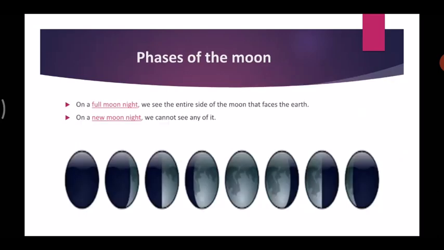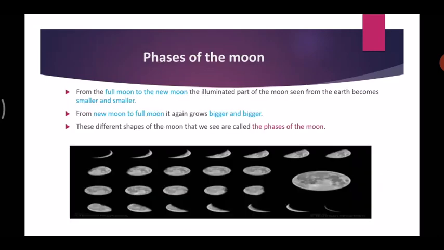On a full moon night, we see the entire side of the moon that faces the earth. We learned that we can always see only one part of the moon, and we can't see the other part. Out of this, on the full moon night, we can see the whole visible part of the moon. On a new moon night, we cannot see any part of it. That is, the moon is still there, but we are not able to see it. So that night is called the new moon night. Let's move to the next.